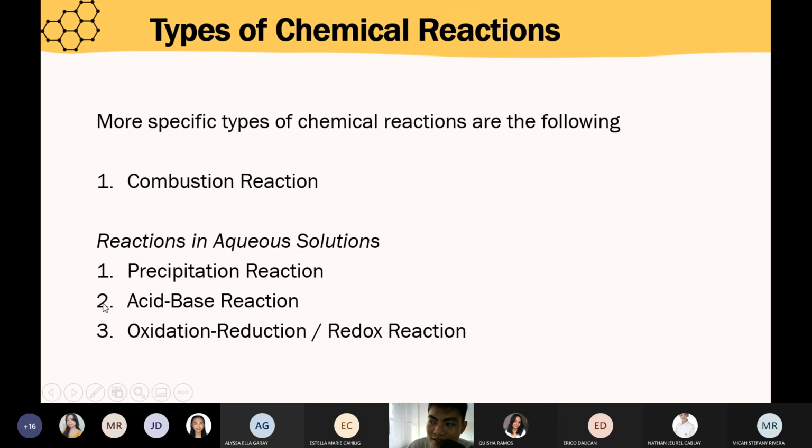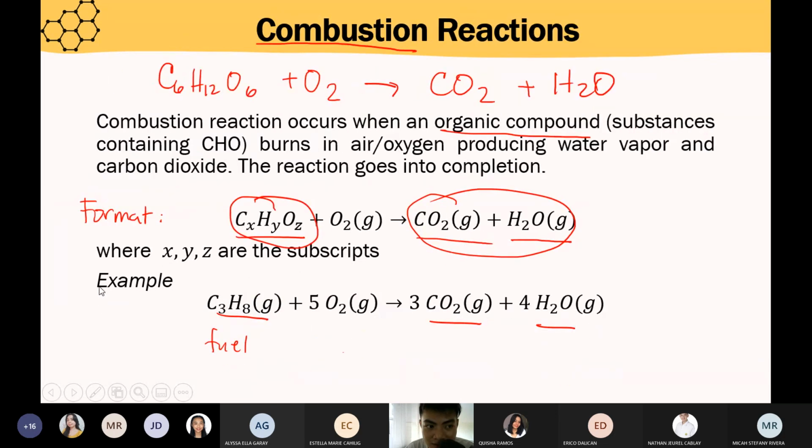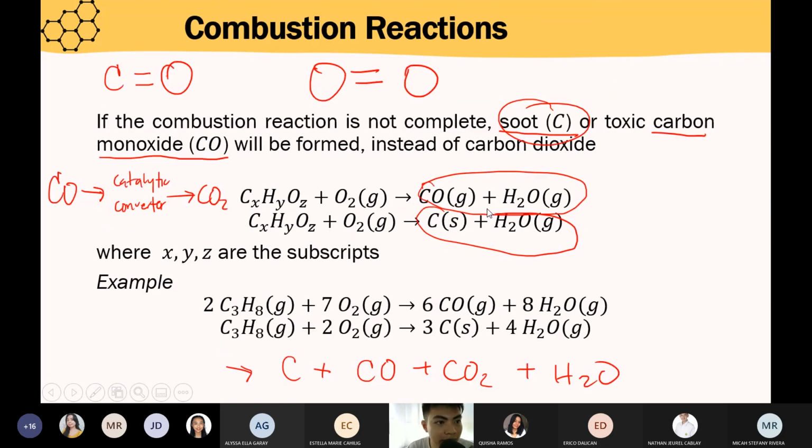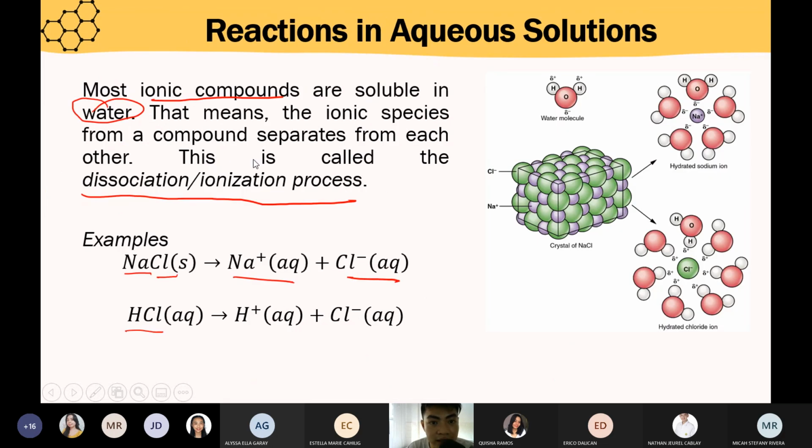Yung tatlo na discuss na natin today. So in combustion, basically you have your organic molecule reacting with oxygen in the air to produce CO2 and H2O. Sometimes if the combustion is incomplete, you produce soot, which is yung kulay itim sa ilalim ng mga kalan. And then carbon monoxide, which is very dangerous. It can cause hypoxia, or low oxygen levels, which can cause cell death.